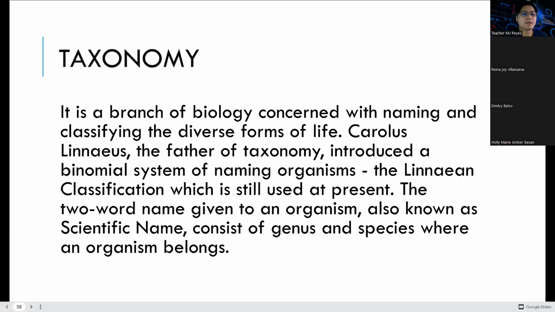Taxonomy. It is a branch of biology concerned with naming and classifying the diverse forms of life. Okay. Carolus Linnaeus, the father of taxonomy, introduced a binomial system of naming organisms, the Linnaean classification, which is still used until now at the present. So this is now naming the organism. How can we name an organism? There are a lot of categories in naming organisms.